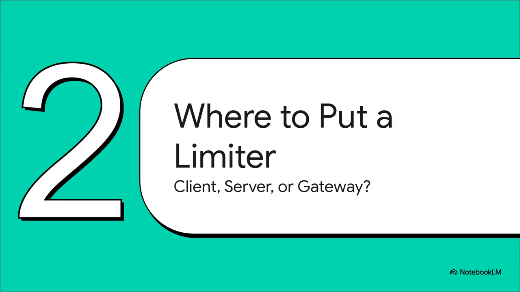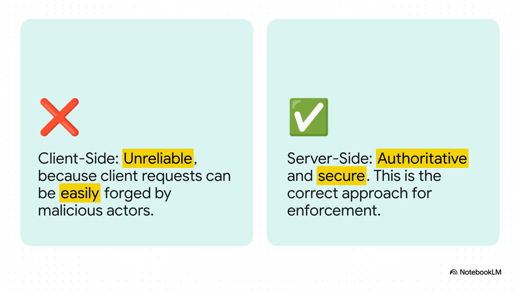The next big question is, where does it go? Where in our system's architecture does this limiter actually live? On the client? The server? Somewhere in between? Well, we can pretty much immediately rule out putting it on the client side. A rate limit on a user's phone or a browser is just not reliable. A clever user can easily get around it, so it offers basically zero real protection. For the limiter to actually have any authority, it has to live on the server side, where we're in control.